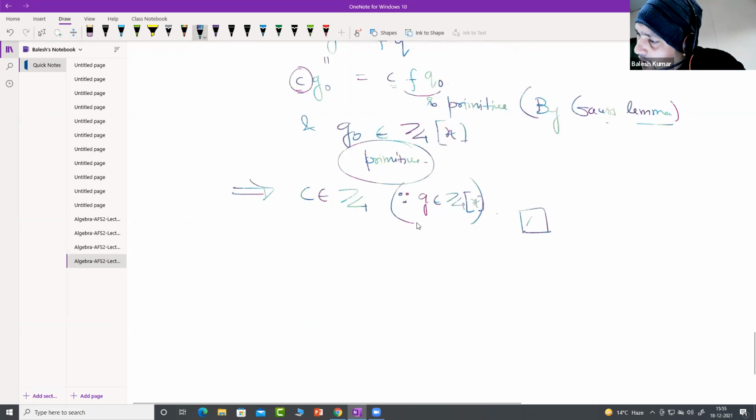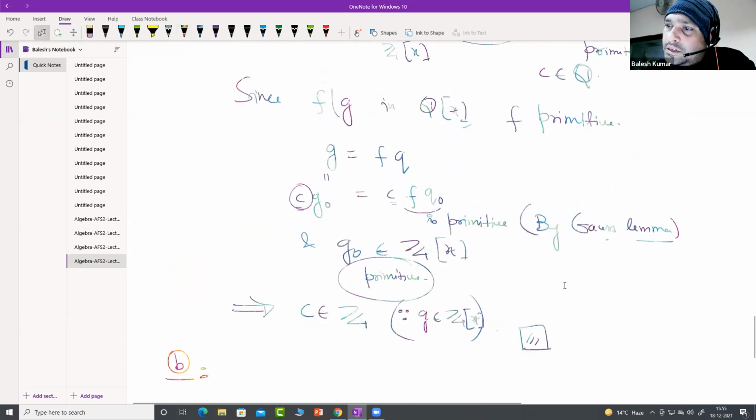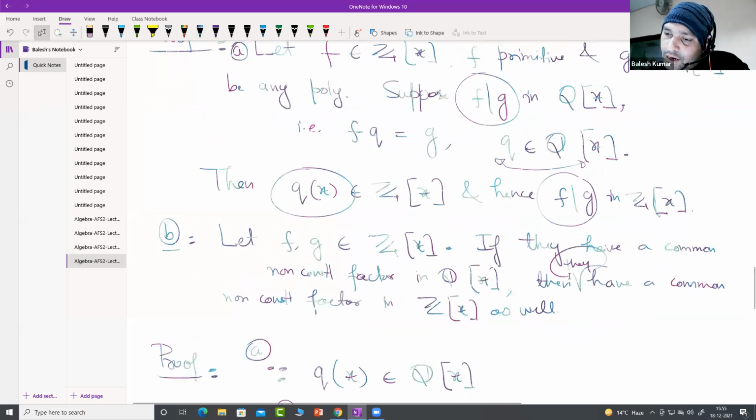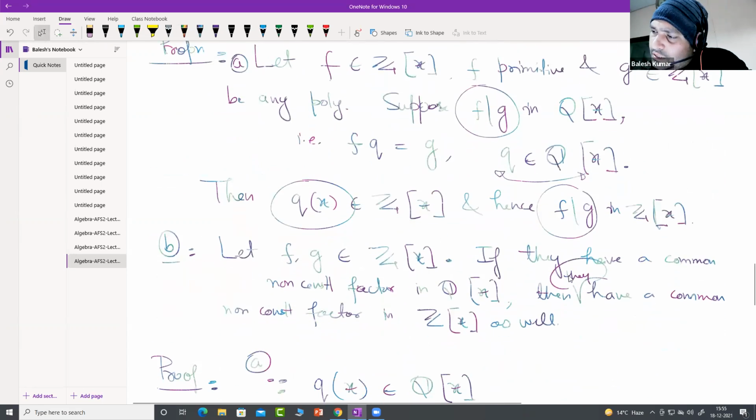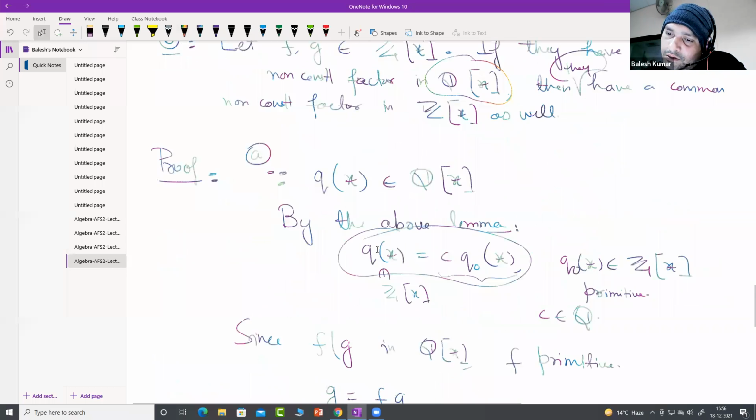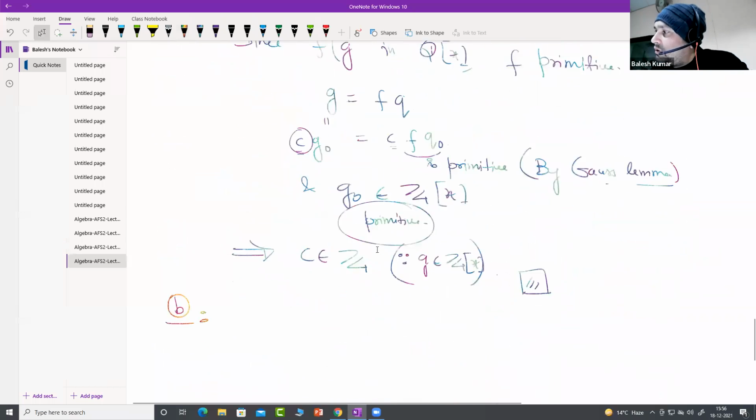Now can any one of you start proving part B of this? So what is in this B part? We are given two integer polynomials, and suppose we know that they share a common factor inside Q[x]. Then we need to show that they share in fact a common factor inside Z[x]. And I think that is again an application of part A. So can you sketch the proof?